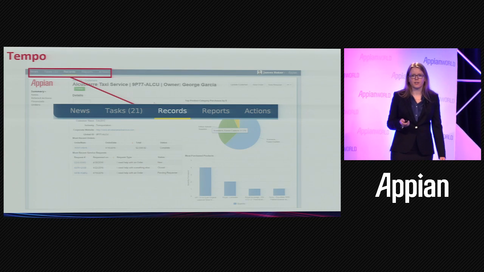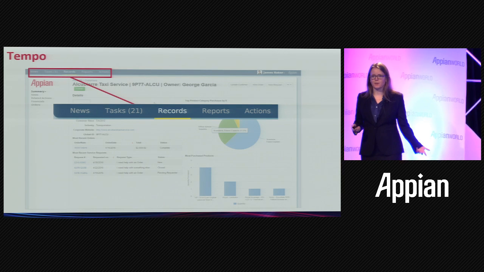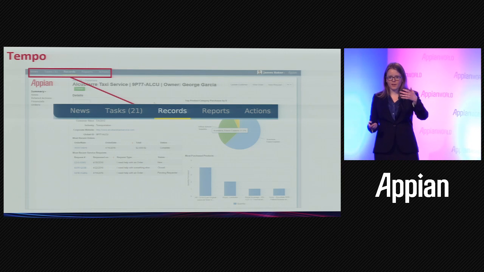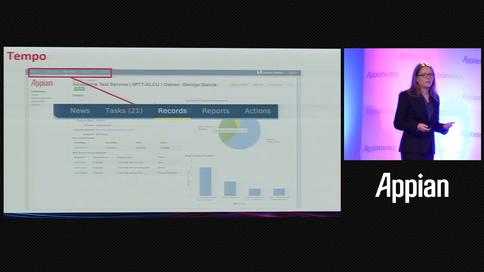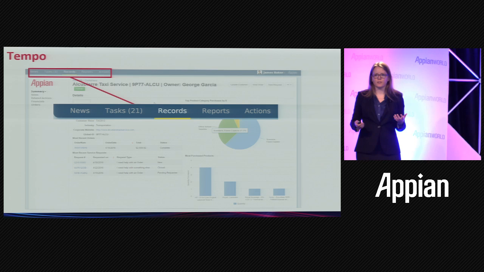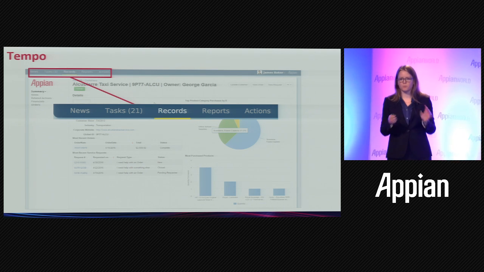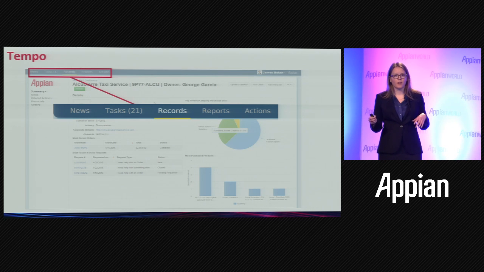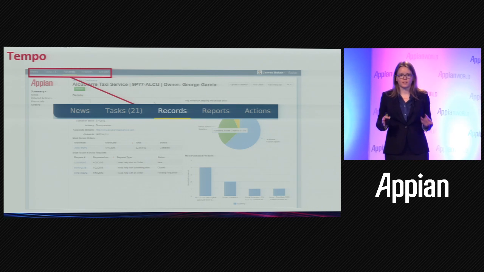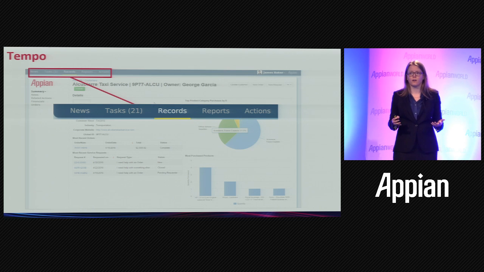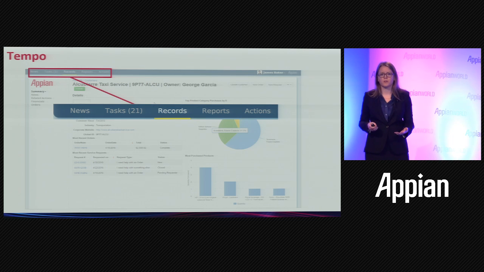So this is what I see when I go to work. I see Tempo. So I see this navigation: news, tasks, records, reports, and actions. This environment is meant to make it easy for you to just put your records, put your process in an environment. Don't worry about the details of what goes on the top bar. Appian just handles that for you. The environment is just there. When you make an object in Appian, it just shows up in Tempo.